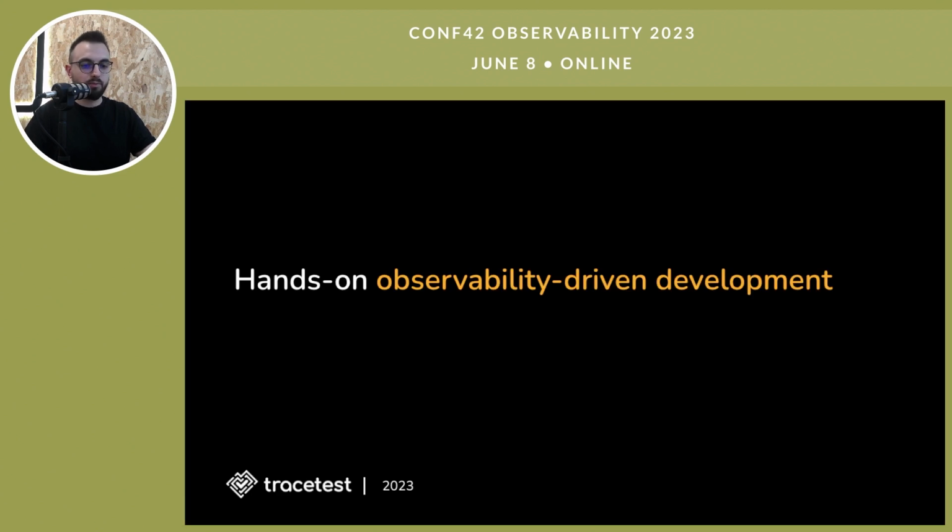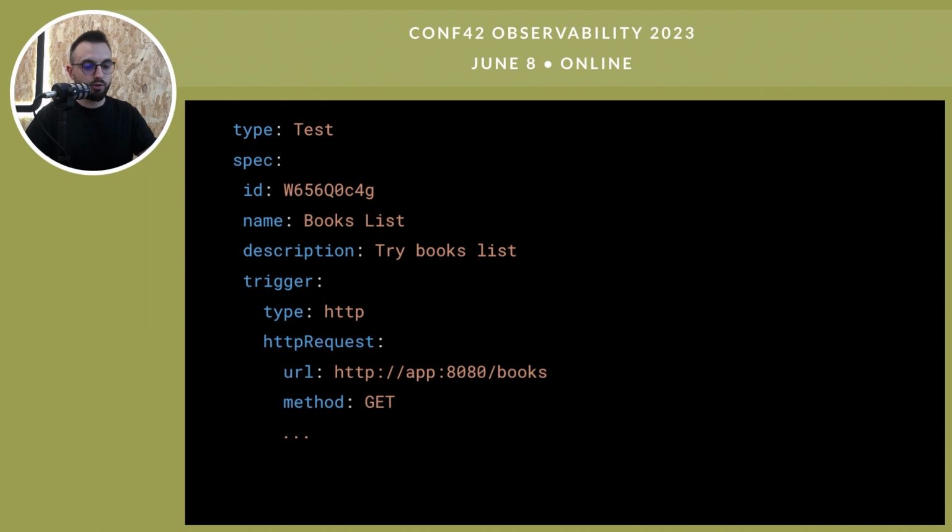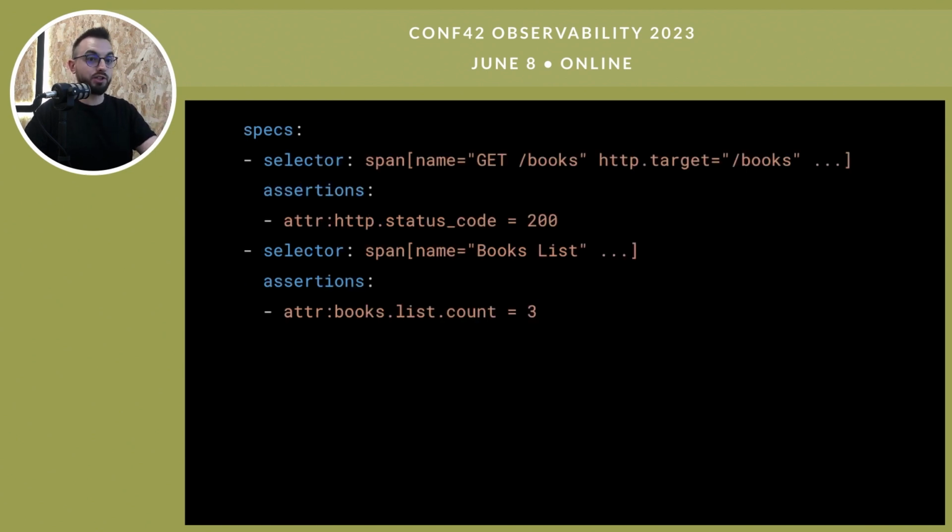Now from this, I want to jump into some hands-on code so we can see how that works. First and foremost, you need to select the API you want to test. Here you see just localhost:8080/books. So I just want to ping the books API that I had. I want to make sure that I'm specifying that I'm getting the status code 200 back and that my books count is equal to 3.